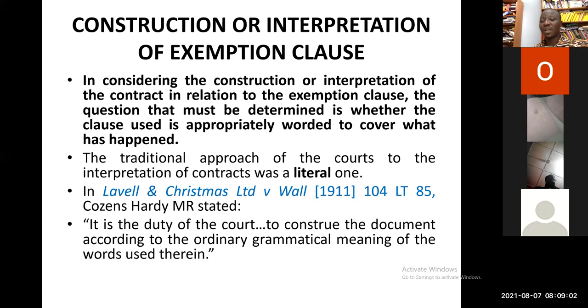Just look at the wording of the document, the content, and you just follow the rules of the grammar, what they mean, and that's it. Of course, if you remember the golden rule, we said that where the ordinary grammatical meaning will lead to absurdity and all that, then you need to depart from the literal meaning, so that you avoid the absurdity. Good.